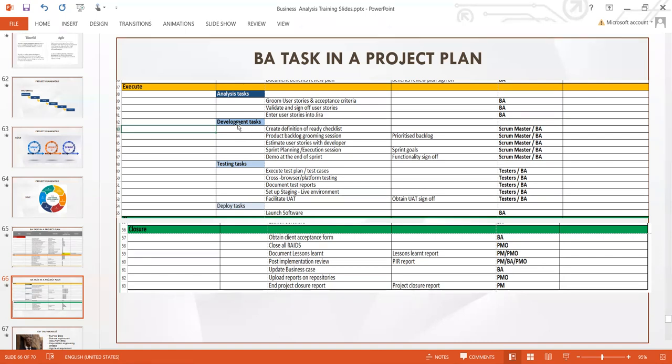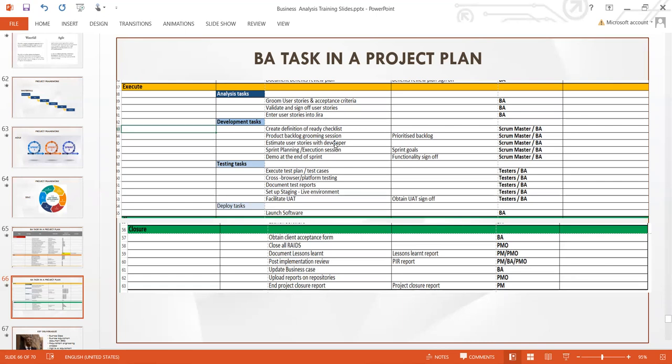And after then, the development tasks. Then you start creating a definition of ready checklist. Definition of ready is making sure that when you do refining, you are checking that everything is ready, and then the development process will start. Then as the process continues, you keep on refining your product backlog within Jira. You keep on estimating the user stories with the developers, adding story points.